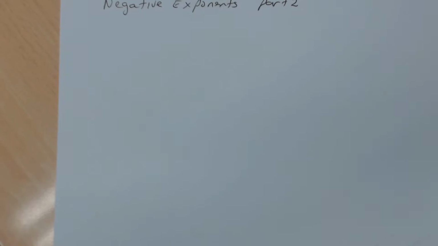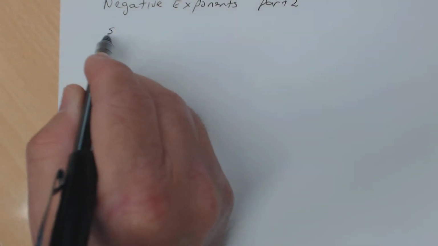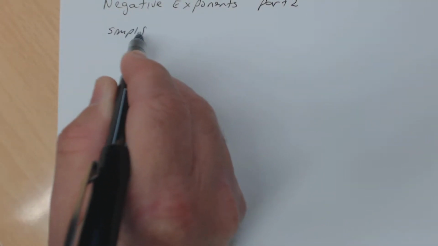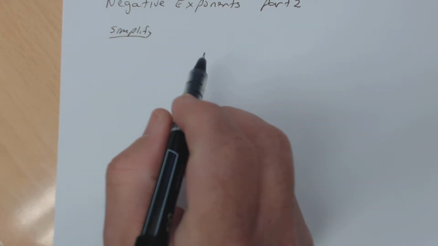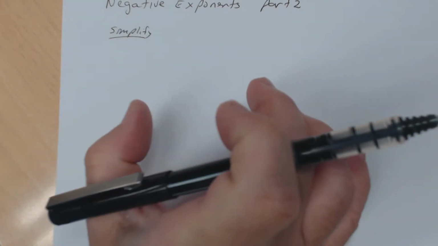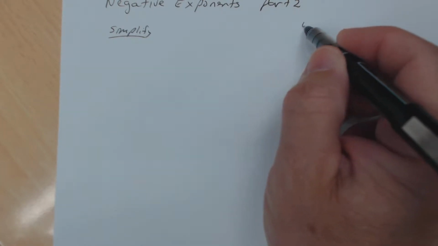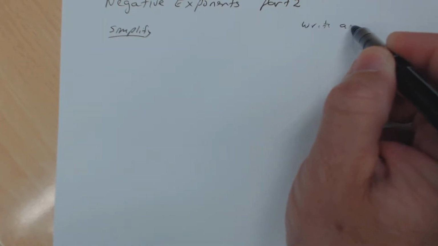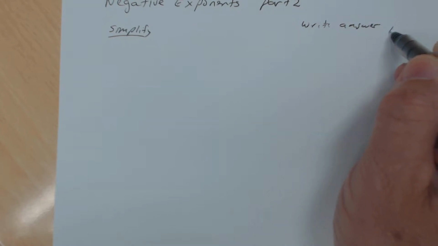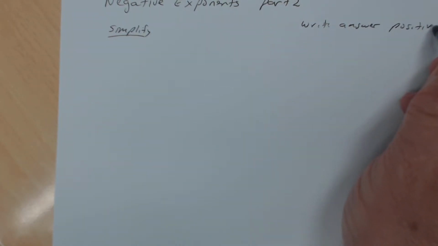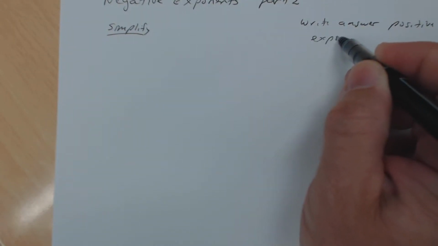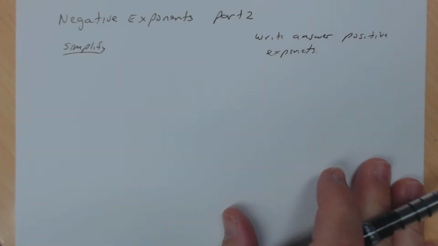Okay, so let's look at this example. We're going to simplify the following. Now these are going to have negative exponents. So remember, the idea is to write the answers with positive exponents only. All right, so you want the answers written with positive exponents.